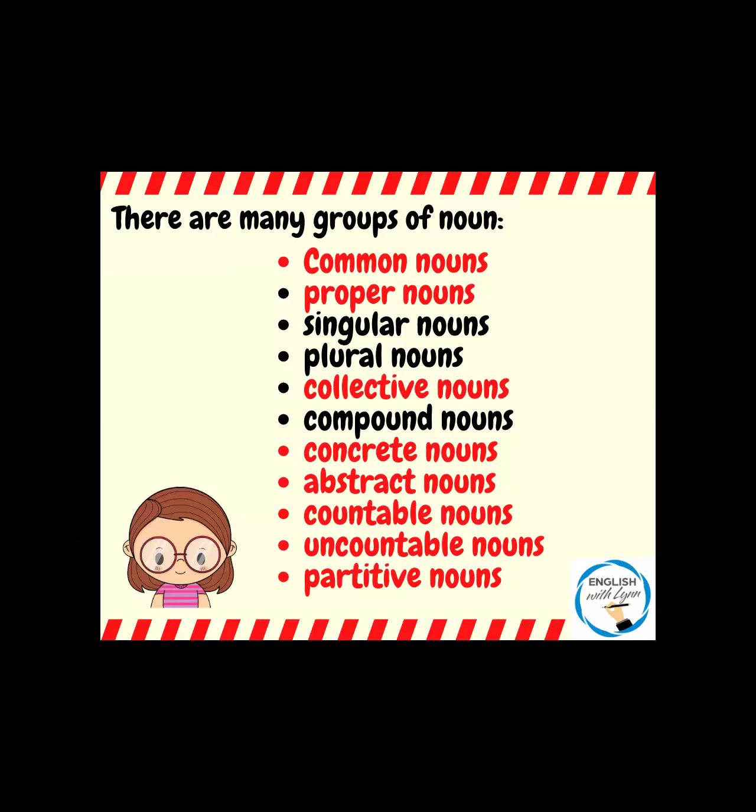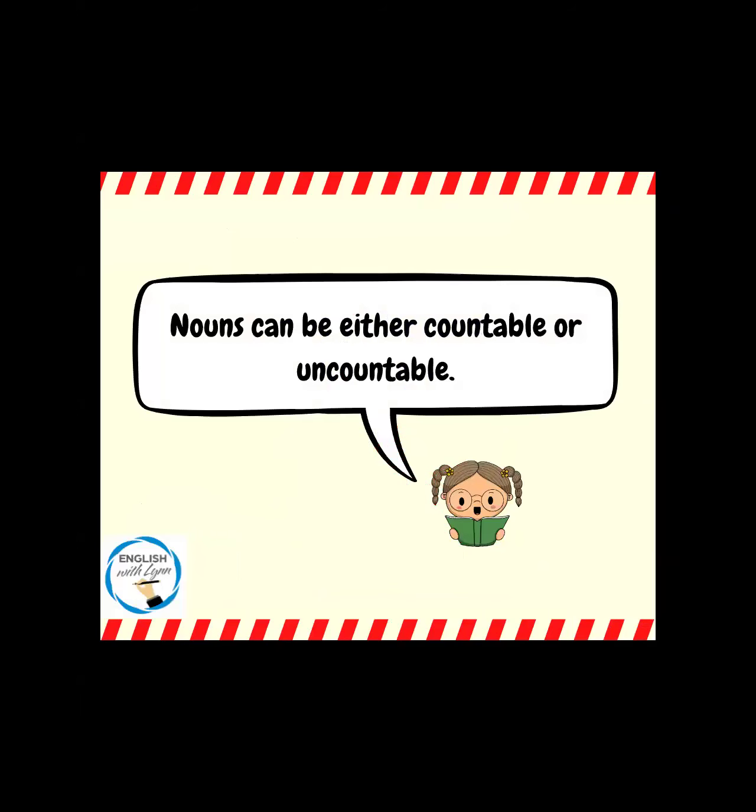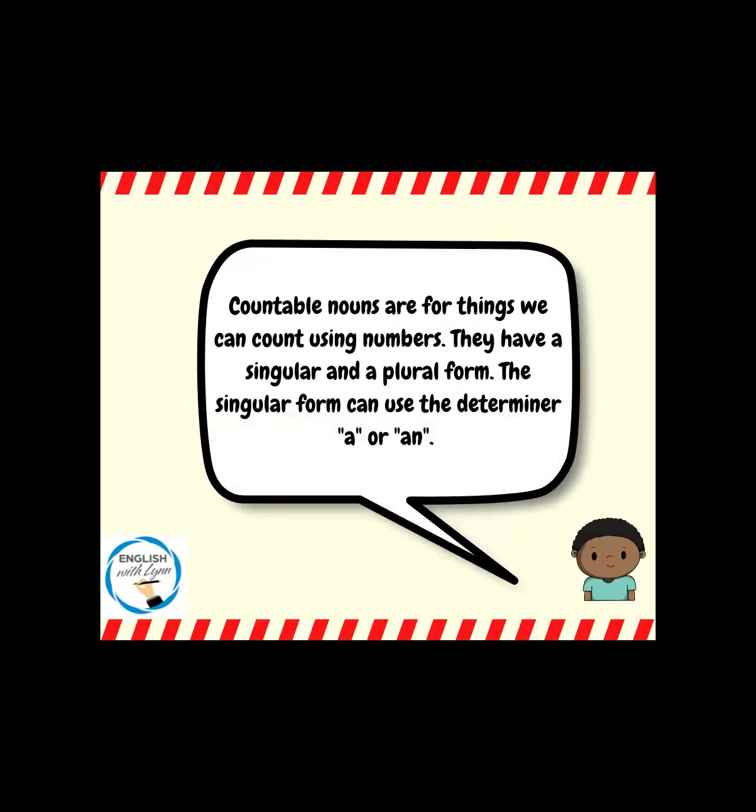And when we look at nouns, although there are many groups, they are likely to fit into several different groups. Countable and uncountable is one of those groups. All nouns, you can either count them or they are uncountable. So let's begin, first of all, by looking at what we mean by a countable noun and what we mean by an uncountable noun. First of all, when we speak about countable nouns, we are speaking about nouns that we can count using numbers.